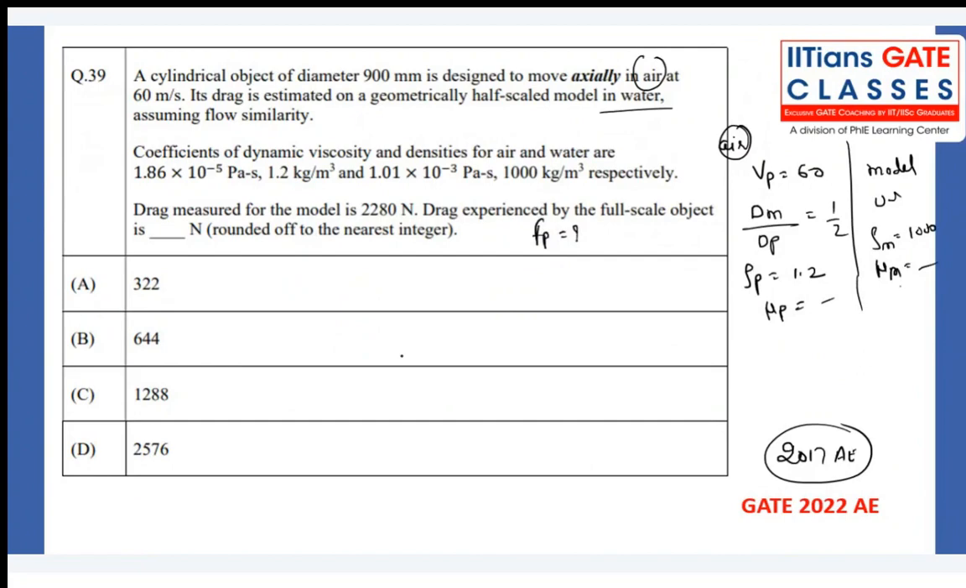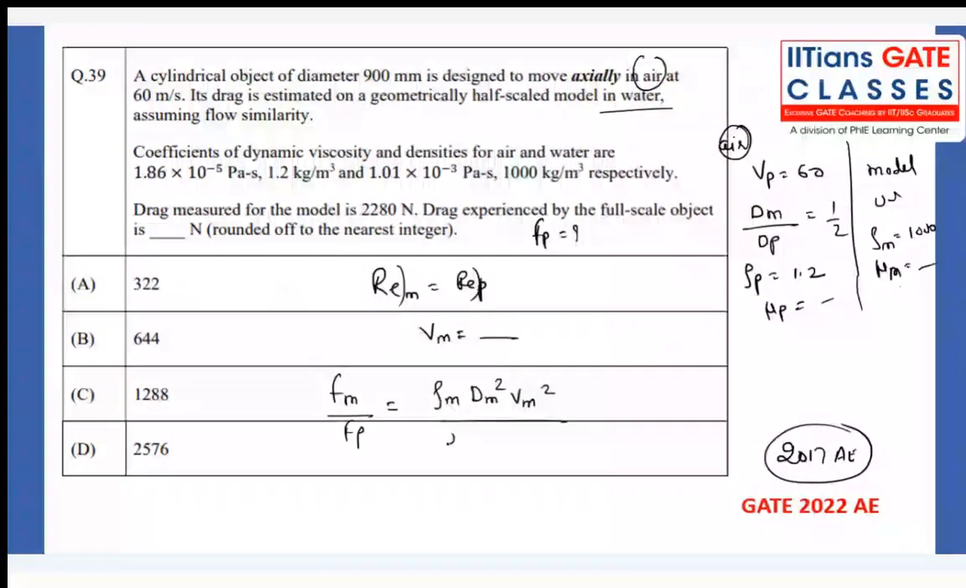It's again very simple. From the Reynolds number of model to the Reynolds number of prototype, you can calculate Vm. Once you know Vm, take the drag force in the model to the drag force in the prototype. That means any force I can take, inertia force or viscous force. Let me take inertia force. Rho m dm square vm square over rho p vp square dp square. You know this value 2280.